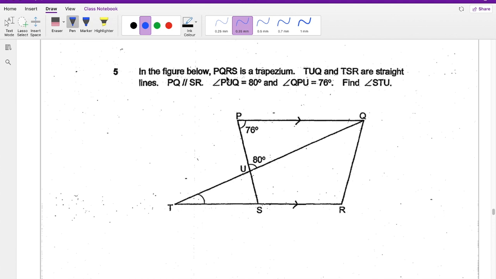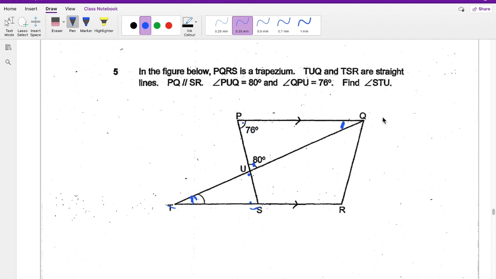Question 5. In the figure below, PQRS is a trapezium. This is PQRS. So here we see that this one is parallel to this one, right? PUQ is 80, and QPU is 76. We want to find STU, this angle. When we do geometry, we need to understand different shapes and their relationships. For the parallel lines, this angle equals this angle. Alternate angles, this one equals this one.